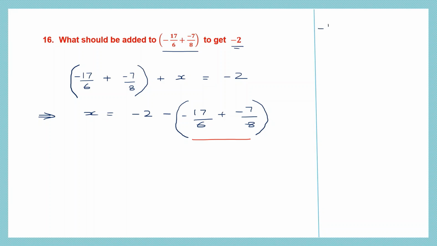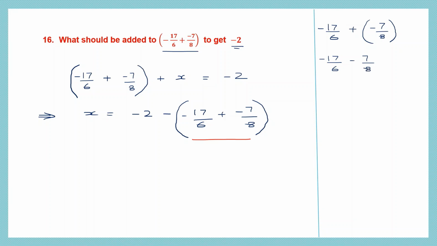So here we have minus 17 by 6 plus minus 7 by 8. So here this is minus 17 by 6, and here because it's minus, let me put this within brackets. Now I'm going to remove the brackets. When I remove the brackets, I need to see what's the sign before the brackets. If it is plus, I can write this as it is. So let me write minus 7 by 8.